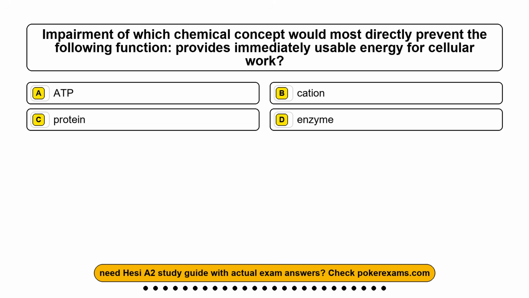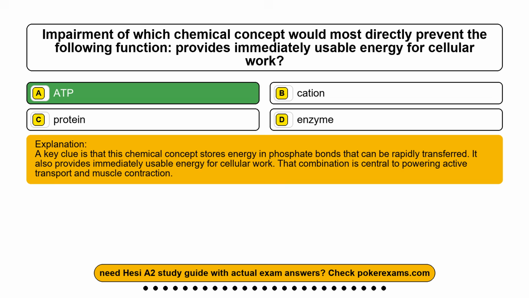Question 7. Impairment of which chemical concept would most directly prevent the following function? Provides immediately usable energy for cellular work? Option A, ADP. Option B, cation. Option C, protein. Option D, enzyme. The correct answer is option A, ADP.